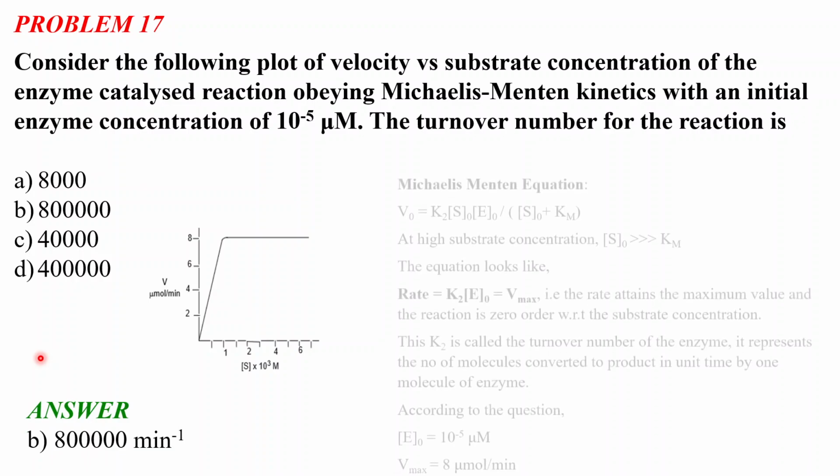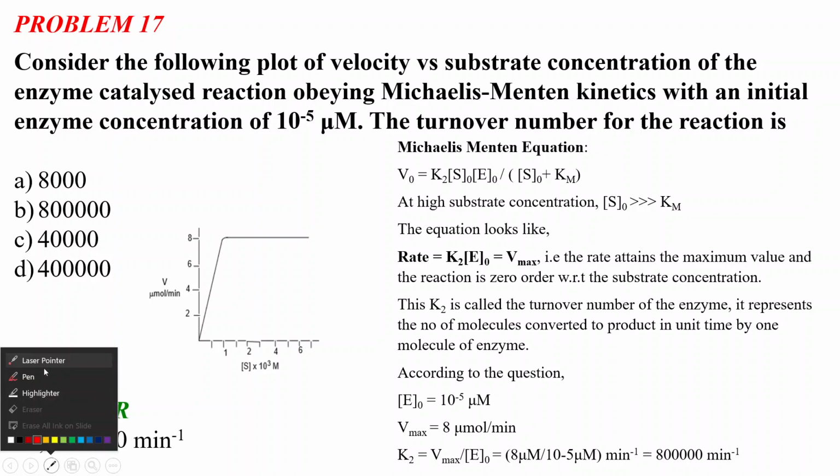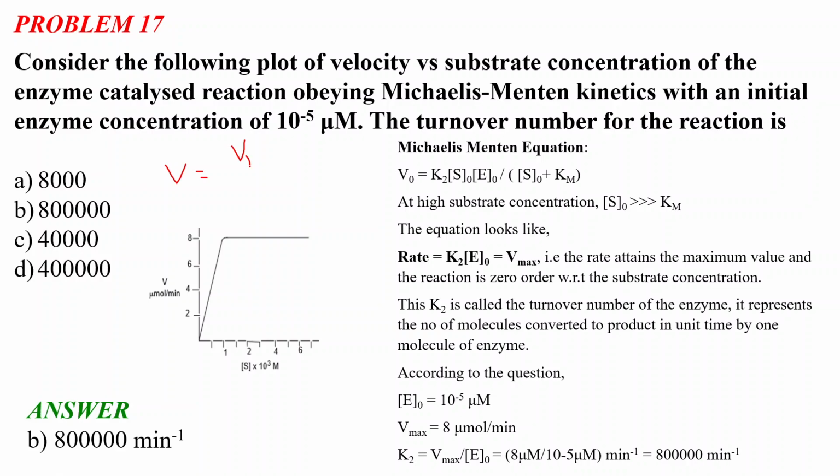So, how to solve this kind of problem? This is the Michaelis-Menten equation. The Michaelis-Menten equation we are used to looking at is V equal to Vmax into the substrate concentration divided by Km plus substrate concentration, right. But this particular Vmax can be written as K2 into E0, where E0 is the total enzyme concentration. So, in the position of Vmax we write K2 into E0, and we have this particular equation.